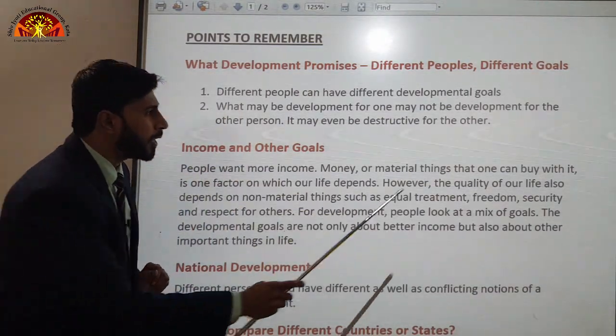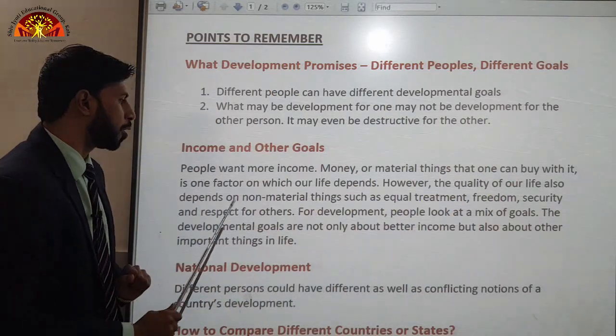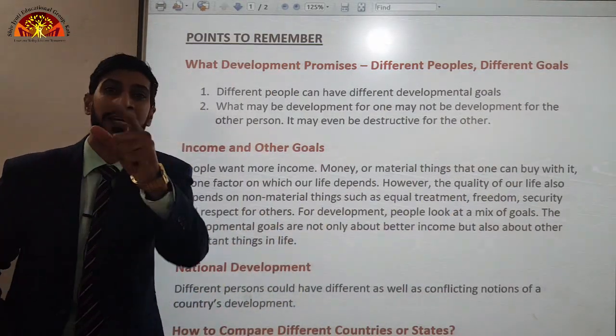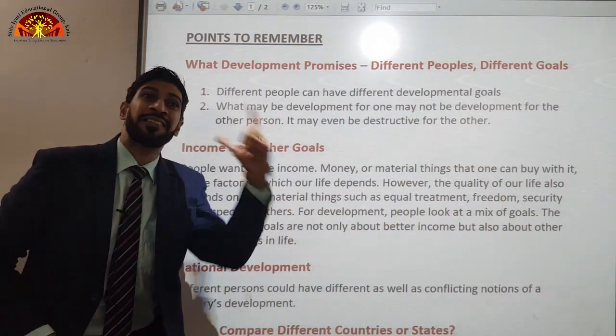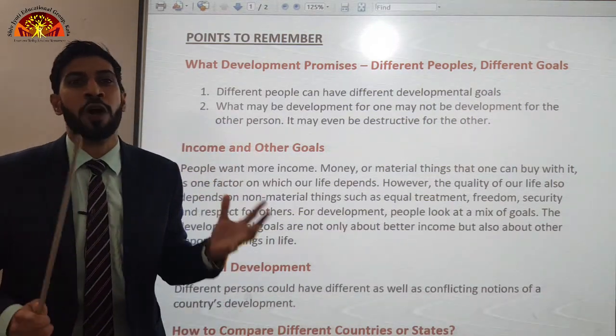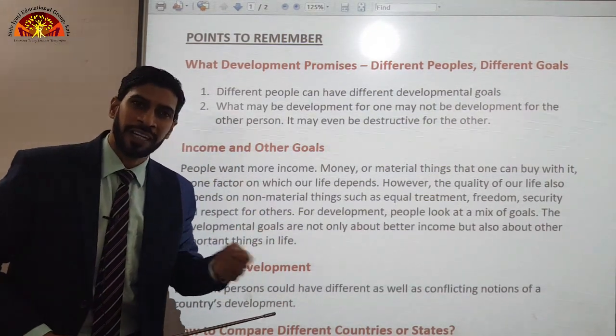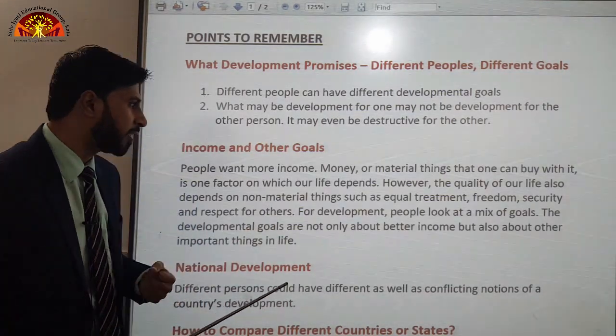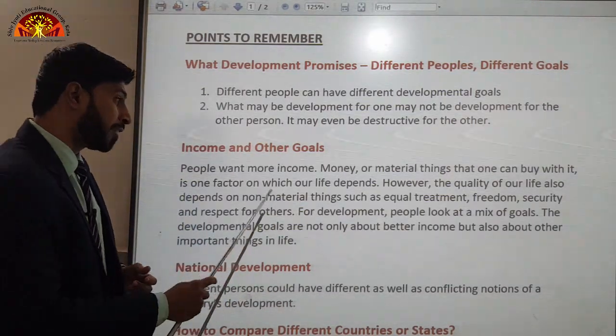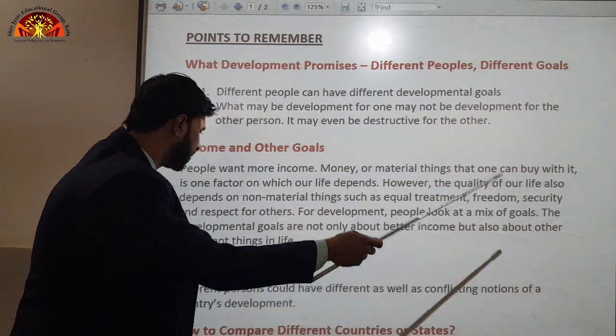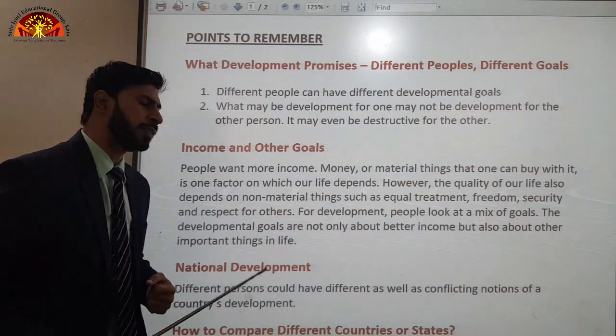However, the quality of our life also depends on non-material things. This is very important. Non-material things. Now you might be thinking, what are non-material things? That is your freedom, safety. These are examples of non-material things. Equal treatment, okay, such as equal treatment, freedom, security and respect for others.